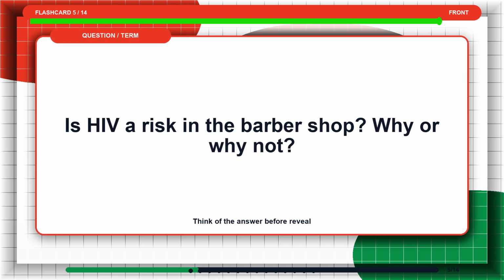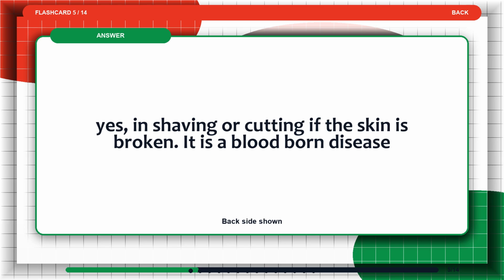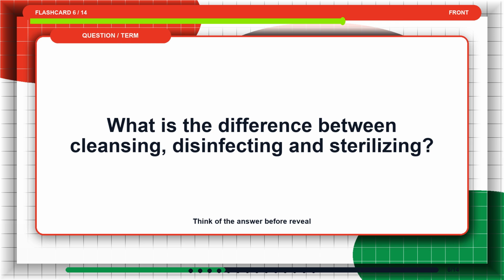Flashcard 5. Is it a risk in the barber shop? Why or why not? Pause and think of the answer before the reveal. The answer is yes, in shaving or cutting if the skin is broken. It is a blood-borne disease. Flashcard 6. What is the difference between cleansing, disinfecting, and sterilizing?